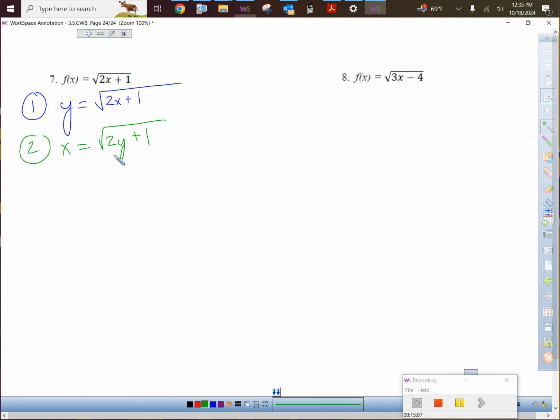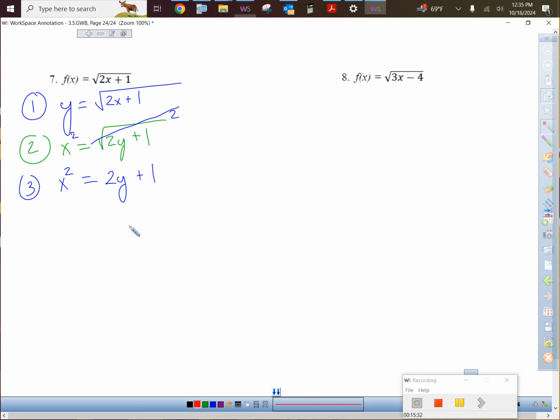But you see how all this junk right here is underneath of this square root symbol? We need to get rid of the square root by squaring both sides. So this x becomes an x squared, which I'll call step 3, and this square and square root cancel each other out, and you're left with just whatever's underneath there, which in this case is 2y plus 1.